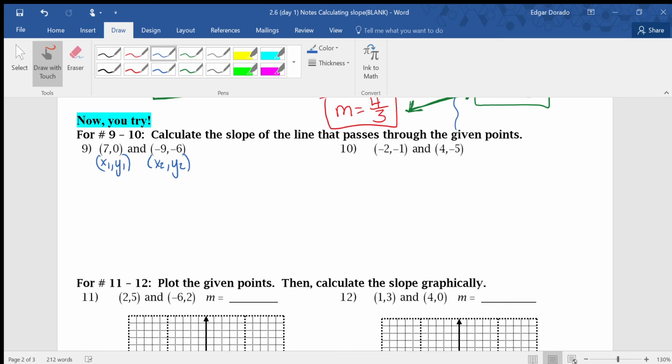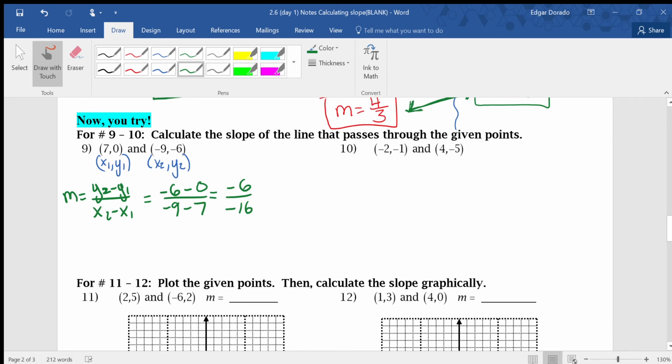Okay, so let's go ahead and find our slope here. So we know our equation: m equals y2 minus y1 over x2 minus x1. So what is my y2? Well, my y2 here is negative 6 minus my y1, which is 0. x2 is negative 9 minus my x1, which is 7. So negative 6 minus 0 is a negative 6. Negative 9 minus 7 is a negative 16.